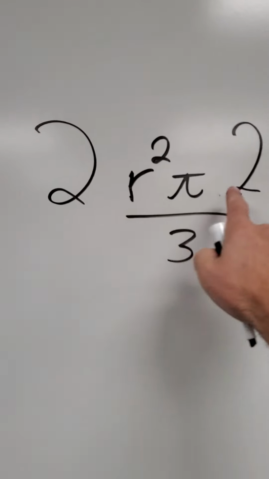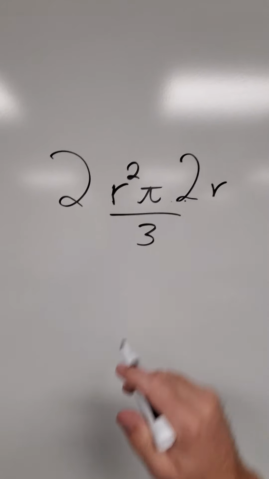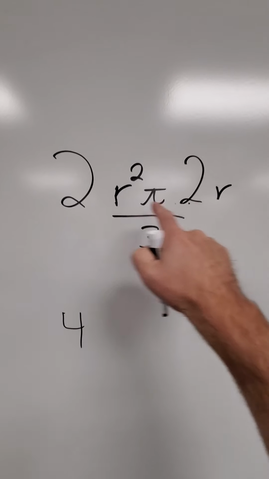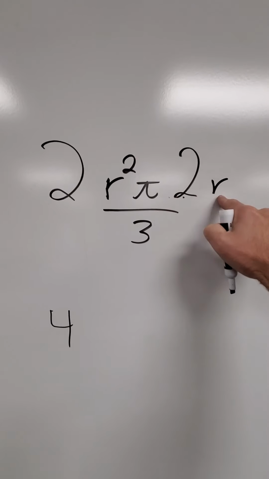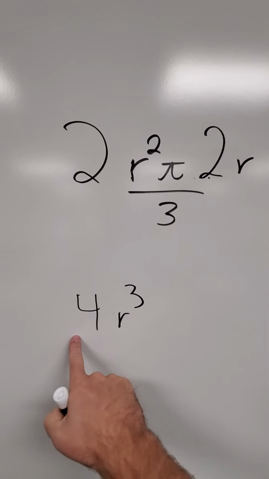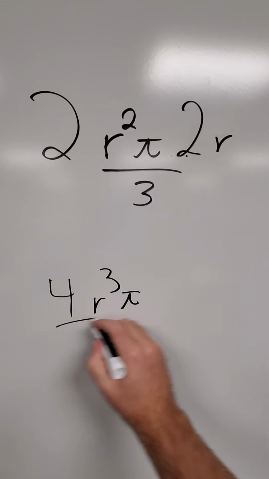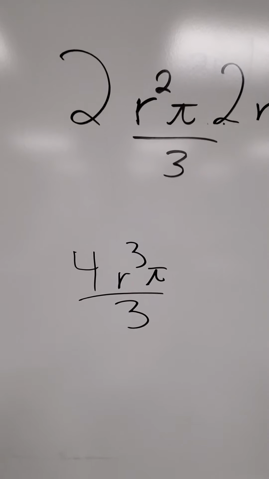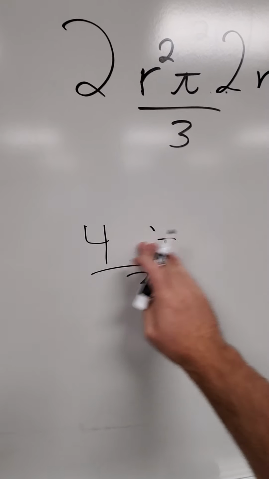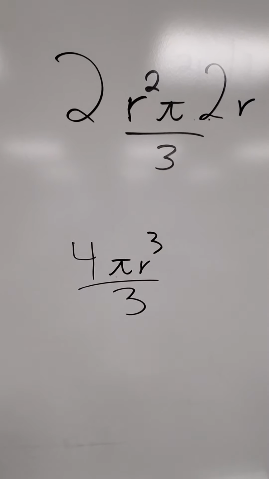What is 2 times 2? Well, 2 times 2 is 4. Radius squared times radius: I have 2 radiuses here, 1 there. How many do I have altogether? 3 of them. So 4 radius cubed times pi divided by 3. I'll switch it around a little bit so it looks more textbook: 4 pi r cubed divided by 3.